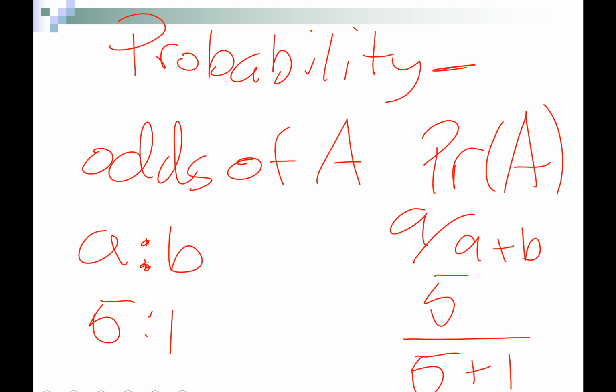Again, in sports, they usually give the odds against something happening. So you got to keep that straight. But probability is really the study of uncertainty.